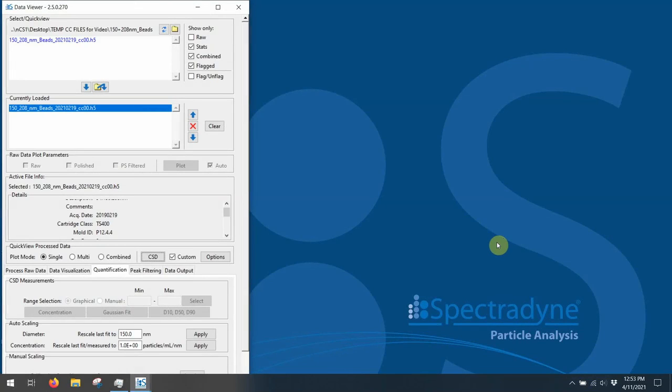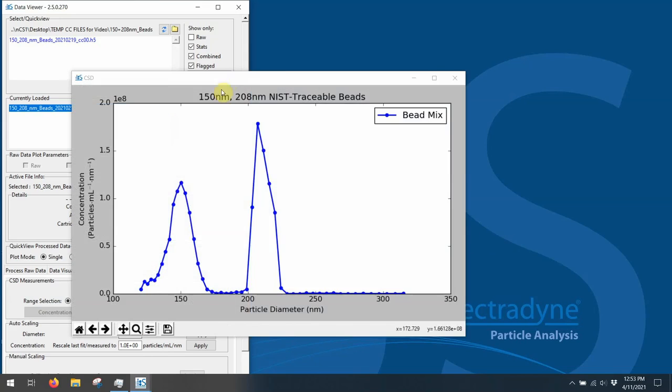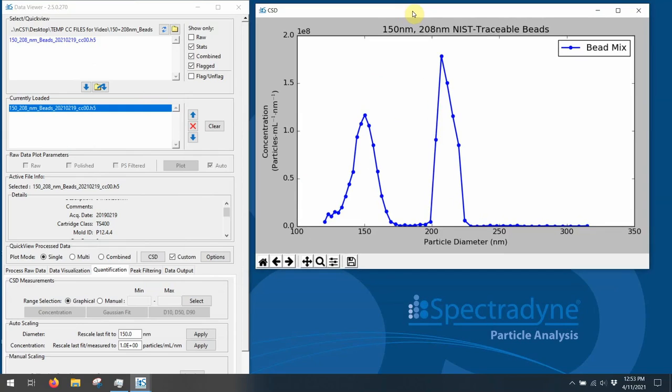First, let's quickly revisit the calibration data I showed previously. For this calibration run, I mixed 150 and 208 nanometer NIST traceable beads at 2.5 times 10 to the ninth particles per ml. So let's bring that up in the viewer. By eye, you can see that the sizing looks very good here. Remember, this is using the stored default calibration for the particular mold ID used here, which we can see from the metadata was P12.4.4. So let's see how the system did.